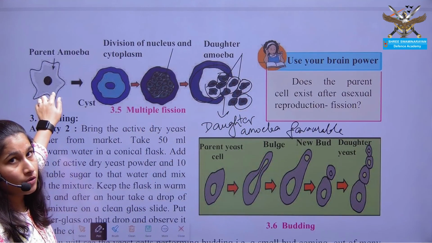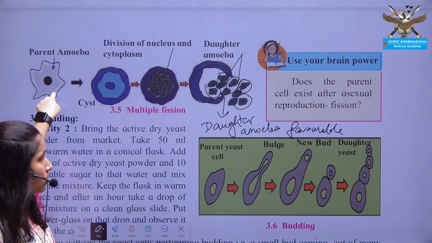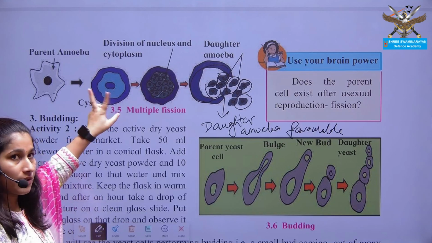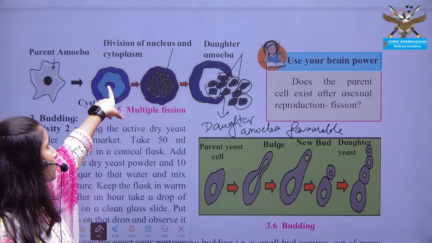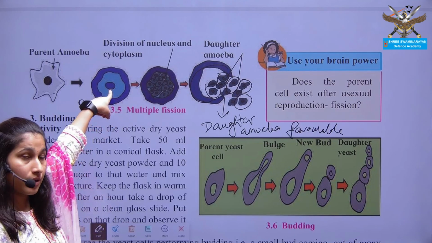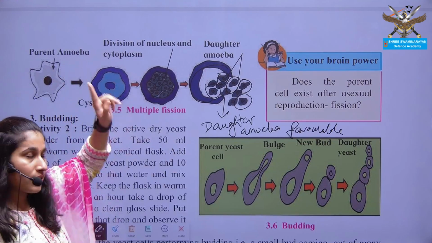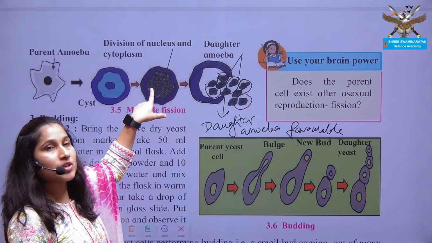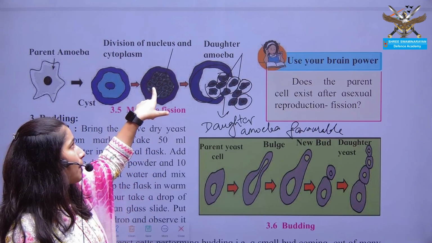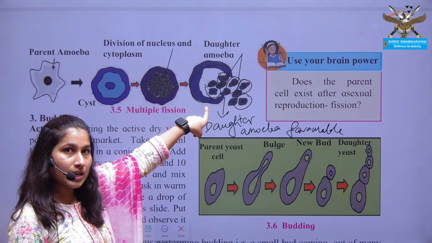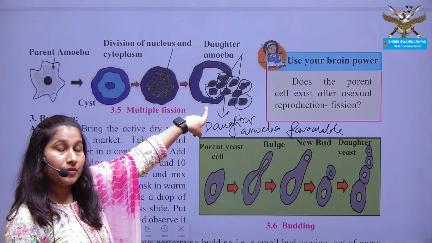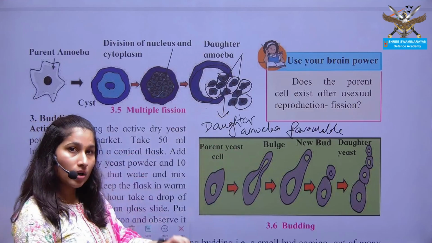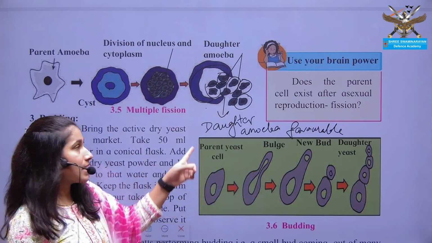As the food amount was not there and the environmental condition was not good, it encysted itself, it converted itself into cyst form. So within the cyst, whatever single nucleus was there in the parent amoeba started to divide and redivide, and within the cytoplasm there was formation of many such daughter amoeba. And when the environmental condition was again good, with ample amount of food, at that time the daughter amoeba came out of this cyst form.